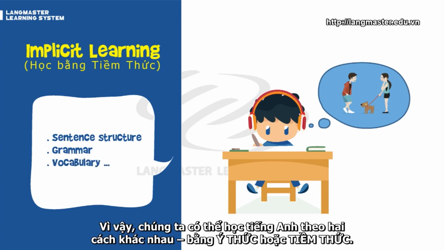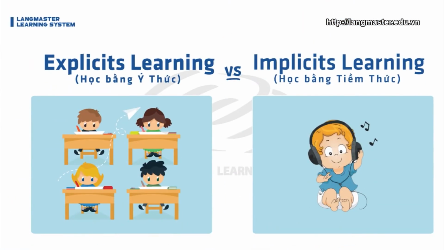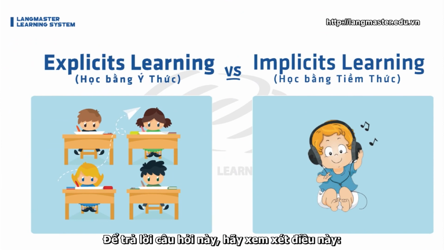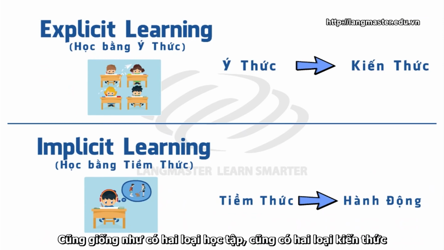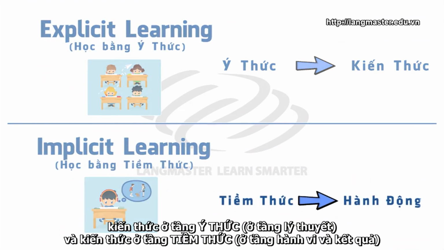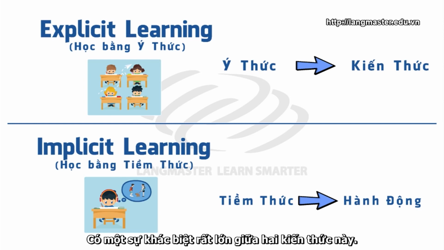So we can learn English in 2 different ways, either explicitly or implicitly. The question is, which way of learning is better? To answer this question, consider this. Just like there are 2 types of learning, there are also 2 types of knowledge: explicit knowledge and implicit knowledge. Explicit learning results in explicit knowledge, whereas implicit learning results in implicit knowledge. And there's a very big difference between these 2 knowledges.